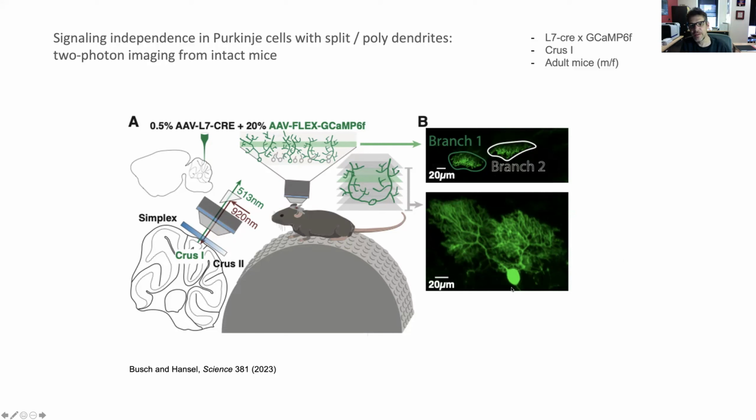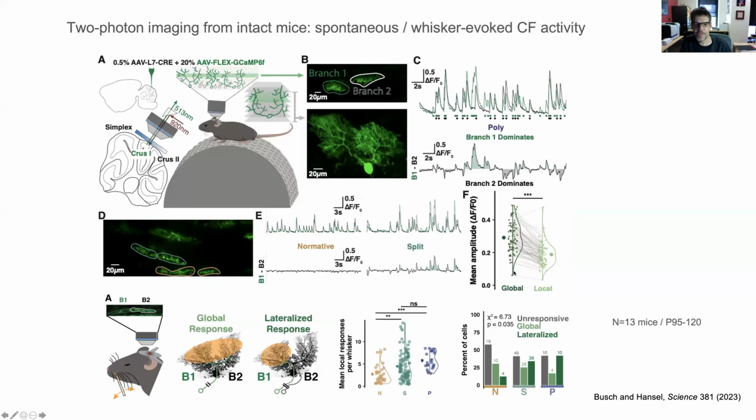And then you see here is an example of a reconstructed poly Purkinje cell where you see these two branches coming out of a single soma. We have three stimulus conditions altogether, or recording conditions. One is spontaneous, one is viscous stimulation, and one is other sensory stimuli.